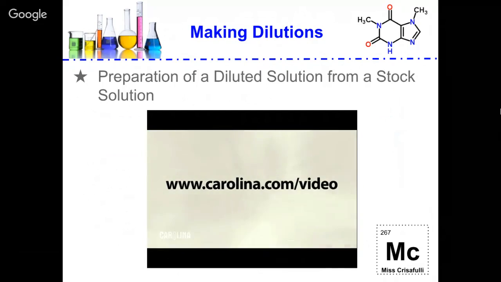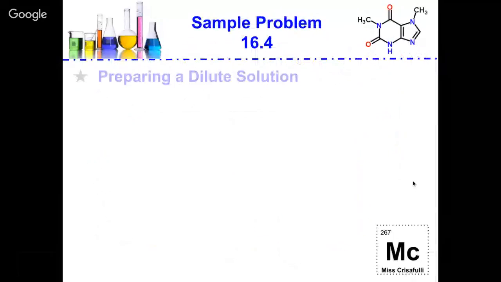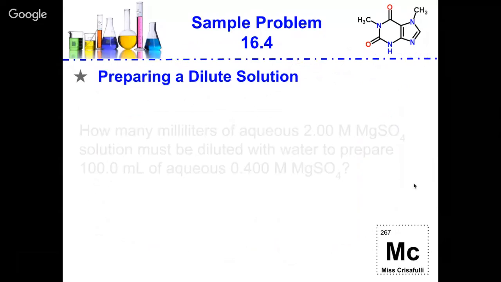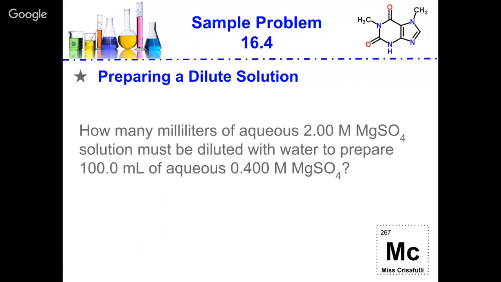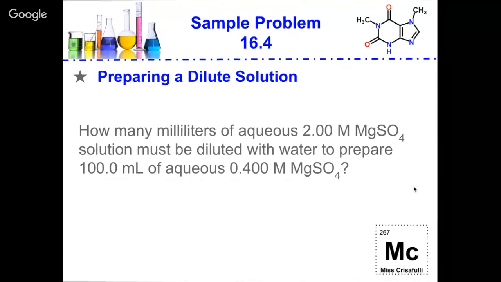To see how to prepare a stock solution, let's do some calculations. So, preparing a dilute solution. How many milliliters of aqueous 2 molar magnesium sulfate solution must be diluted with water to prepare 100 milliliters of a 0.4 molar magnesium sulfate solution?